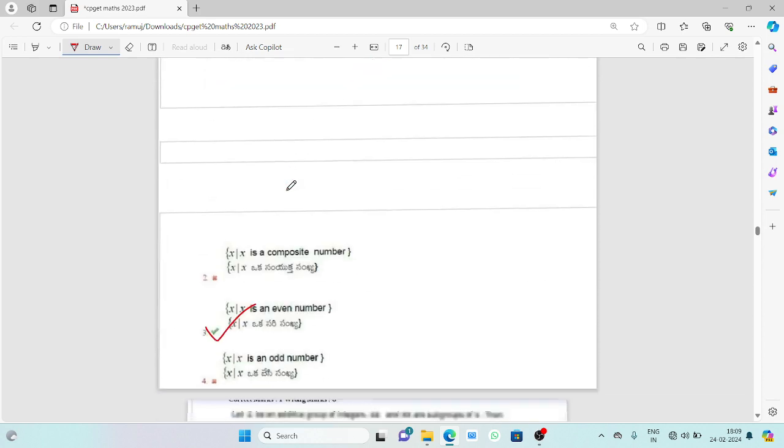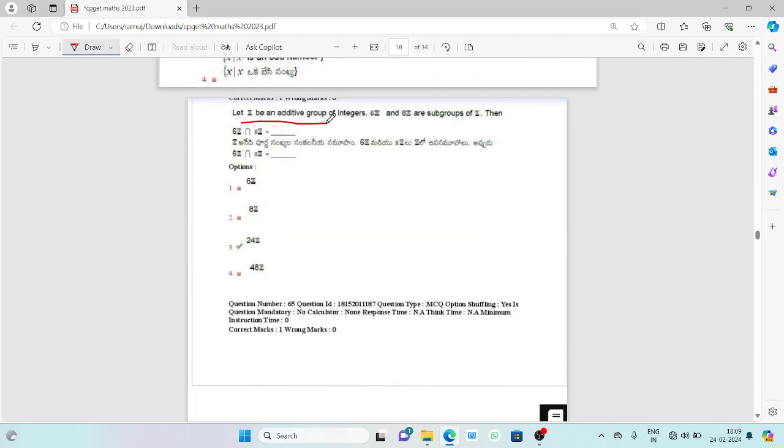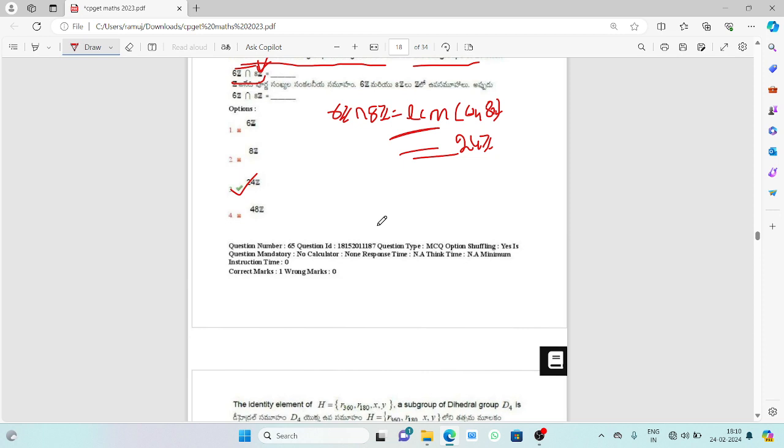So the 64th question is, let Z be the additive group of integers, and 6Z and 8Z are subgroups of Z. Then what is the value of 6Z intersection 8Z? Whenever this type of question comes, there is a direct statement: the LCM of 6, 8 will give you the answer. So the LCM is 24, so it is 24Z. Whenever this type of question is asked, you just do the LCM and you will definitely get the direct answer.